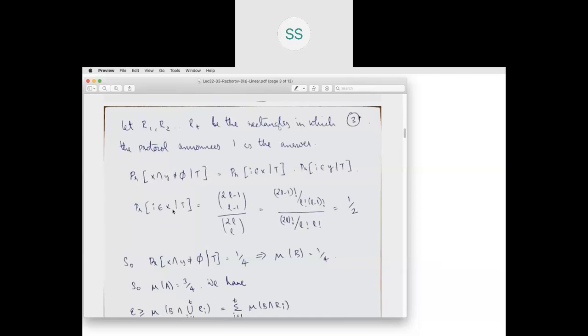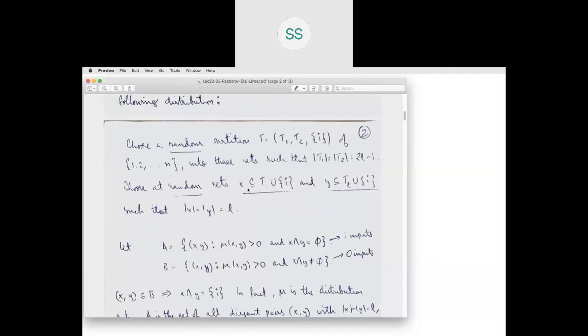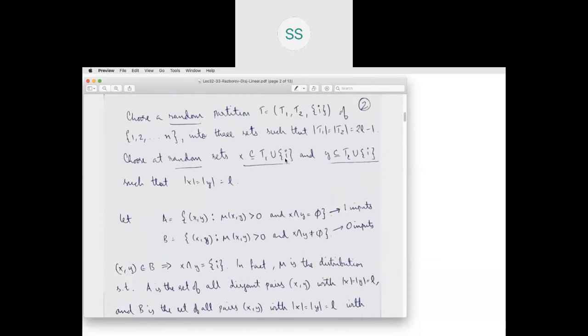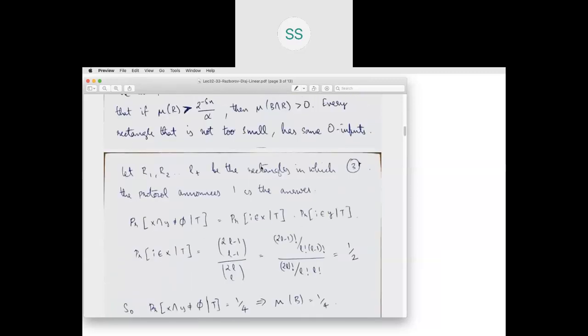So what is the probability that I is a member of X? What is the total number of choices for X? X could be an L element set from this T1 union I, which is a 2L element set. So in total, there are 2L choose L possibilities for X. That is there in the denominator. And how many of them contain I? Let's say we fix I as one of the members of X. Then we have to pick L minus 1 elements from the remaining 2L minus 1 elements in T1. So the number of X that contains I is 2L minus 1 choose L minus 1. So what is the fraction of the elements that contain I? Once we fix T, it is 2L minus 1 choose L minus 1 divided by 2L choose L. If you just write out the binomial coefficients, you see that it is half.